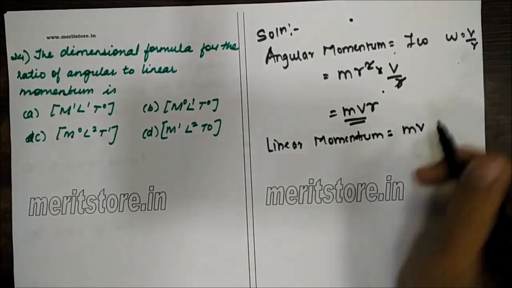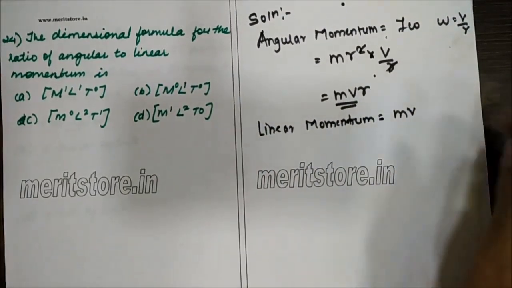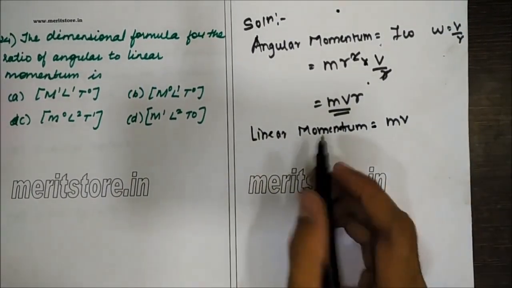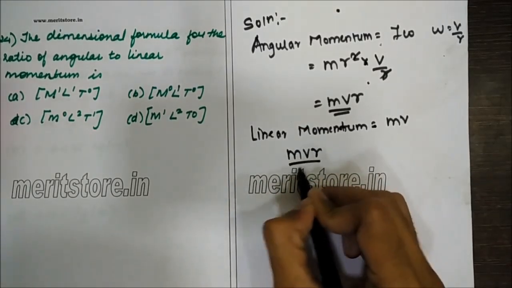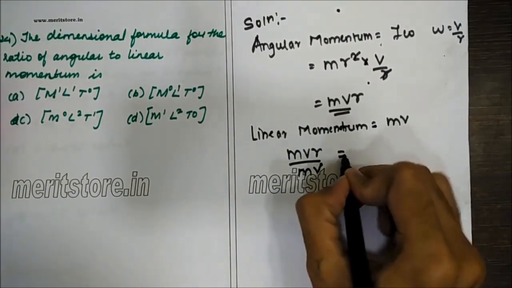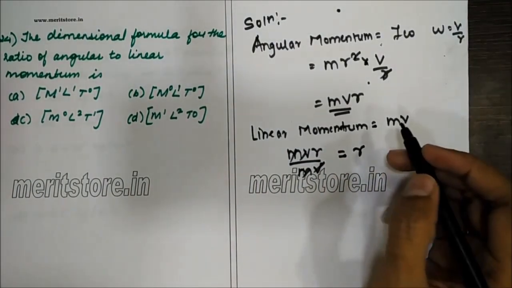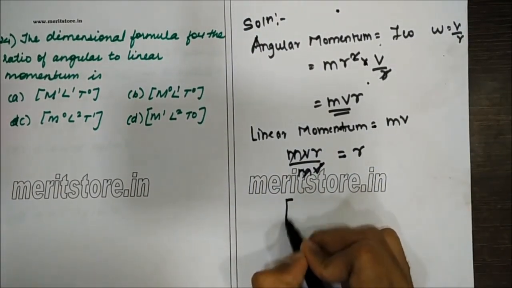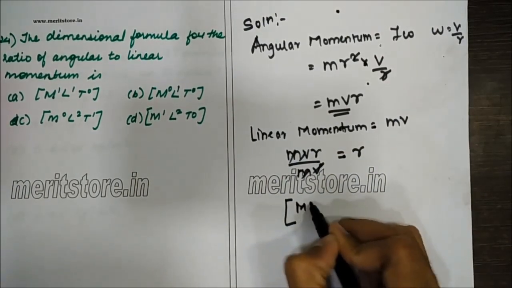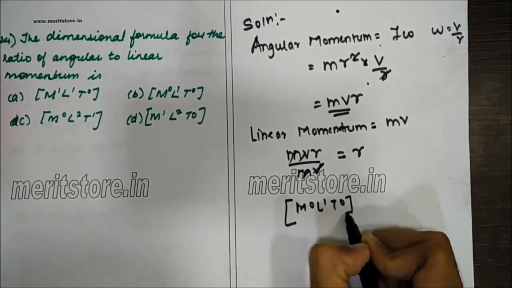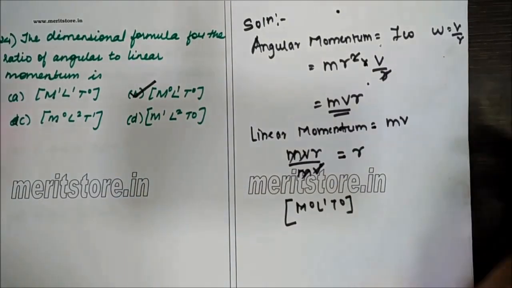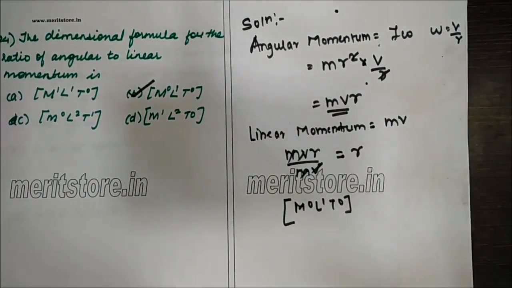m into v. Okay, so we are going to find the ratio of these two, mvr upon mv. So mvr upon mv, we are left with m and mv, and v gets cancelled, all we are left with is r, and r is nothing but the radius. So the ratio is m0 l1 t raised to 0. So m0 l1 t raised to 0, D is the correct option.